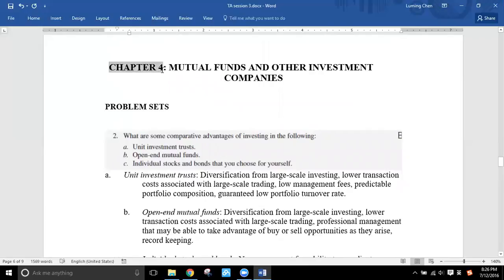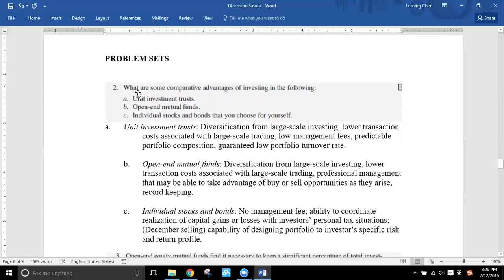Now let's come to Chapter 4, Mutual Funds and Other Investment Companies. Number 2, what are some comparative advantages of investing in the following? A, unit investment trust. So what is a unit investment trust? This is diversification from large scale investing. It has lower transaction costs associated with large scale trading, low management fees, predictable portfolio composition, and guaranteed low portfolio turnover rate.